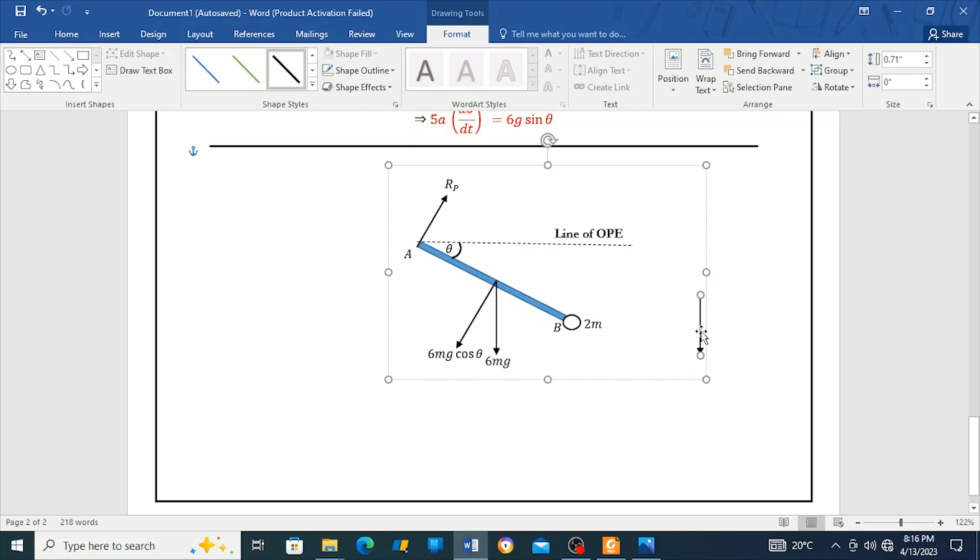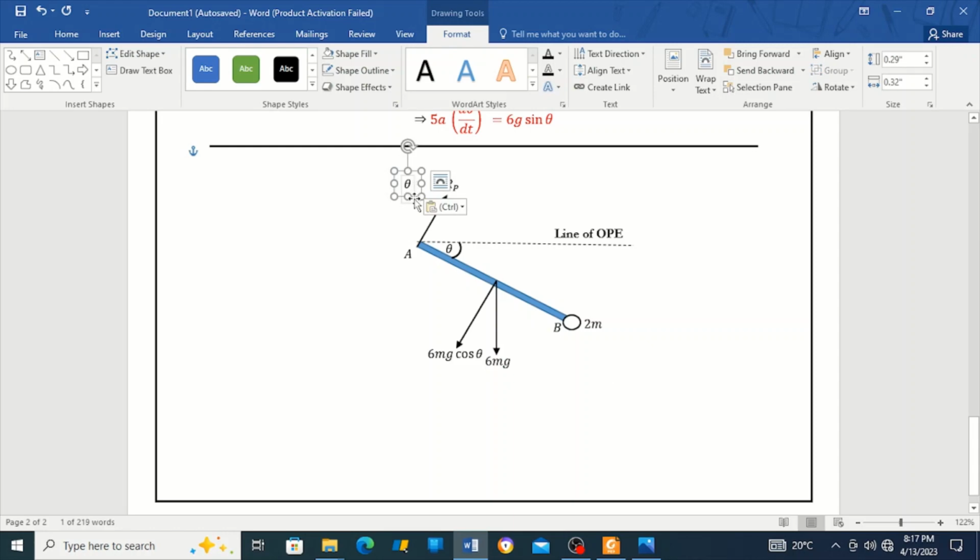Okay, now the next thing to do is to remember the angle theta here. Let's just indicate the angle for convenience. So here is the angle theta.